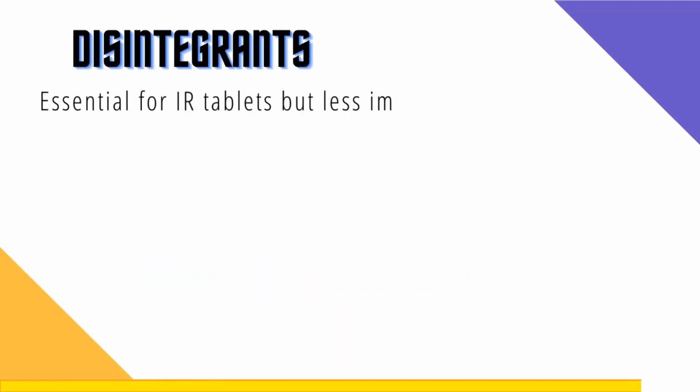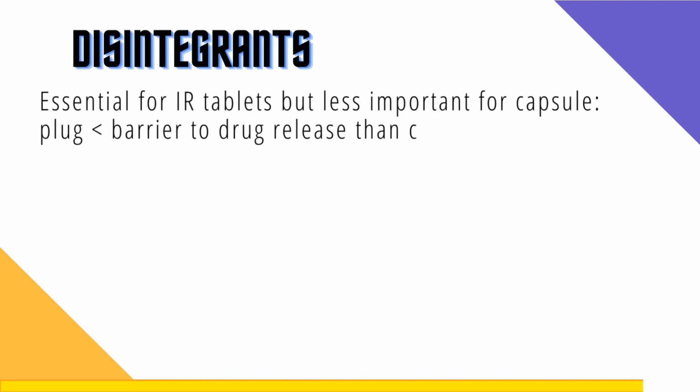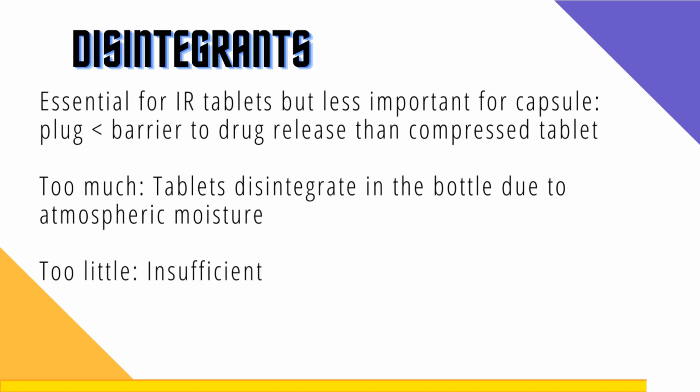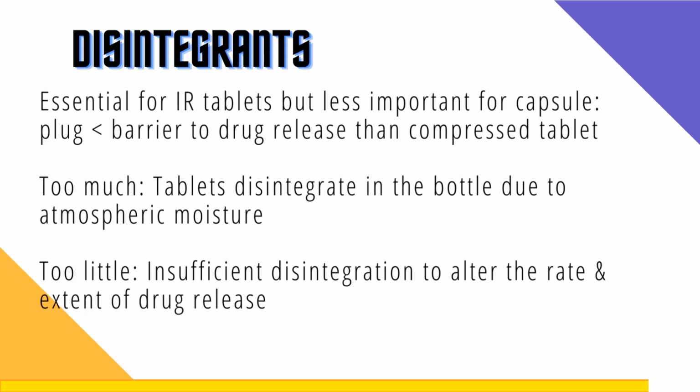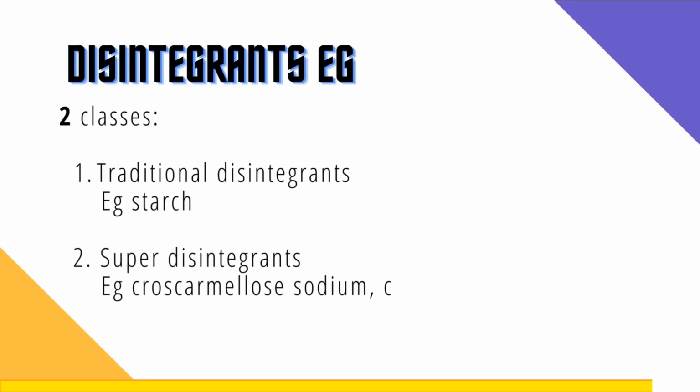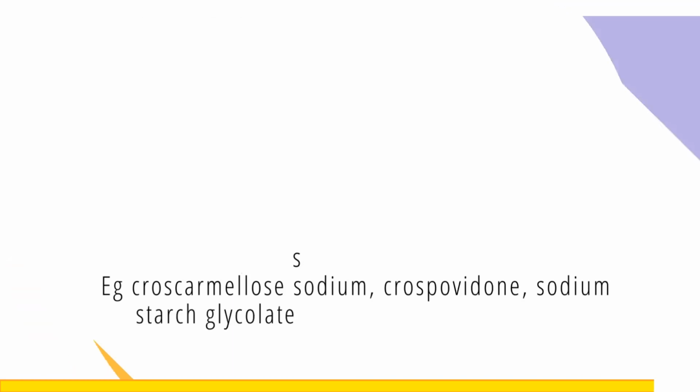Again, like any other excipients that you add on, the amount of disintegrants that you add into the tablet has to be just right, because too much of it can cause the tablets to disintegrate in the bottle due to the atmospheric moisture, and too little of it might be insufficient to disintegrate the immediate release tablets. There are two classes of disintegrants. One is the traditional ones like starch, and there are also the newer ones called super disintegrants, such as crospovidone and so on.